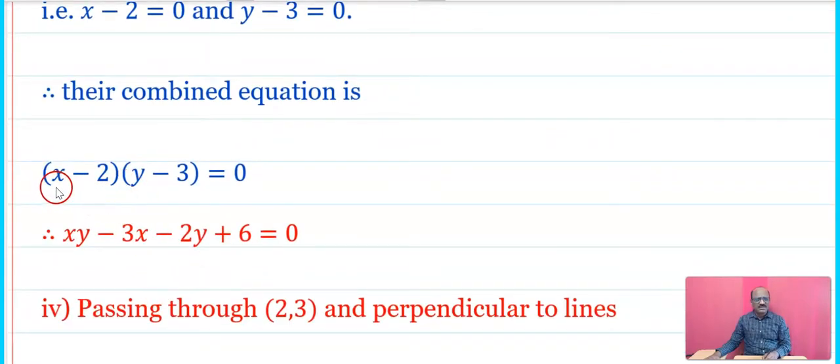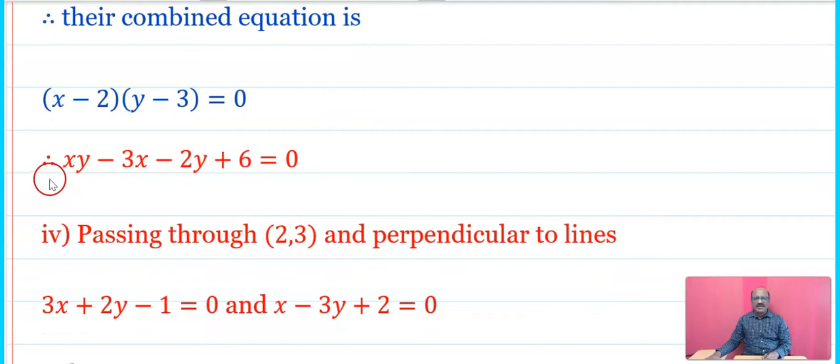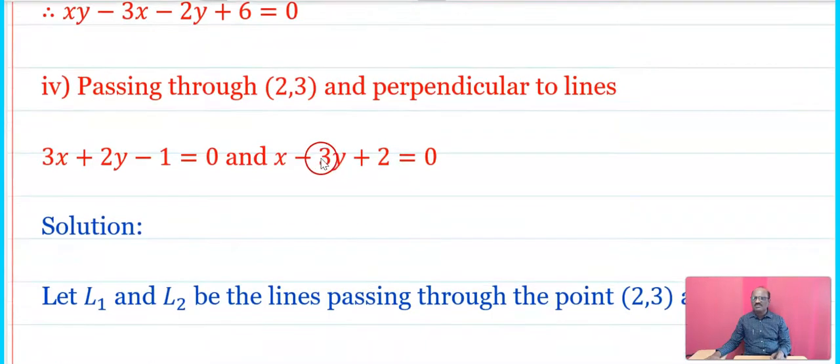The product is very easy. x into x... x into y is xy. x into minus 3, minus 3x. Minus 2 into y, minus 2y. Minus 2 into minus 3, that is plus 6. And therefore, xy minus 3x minus 2y plus 6 equals 0. This is the required joint equation.